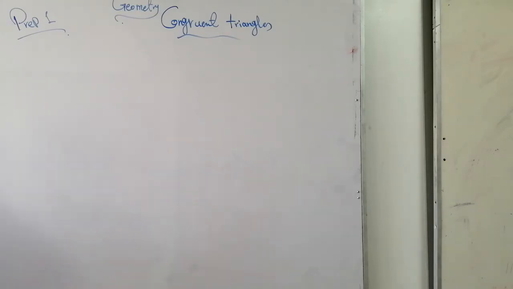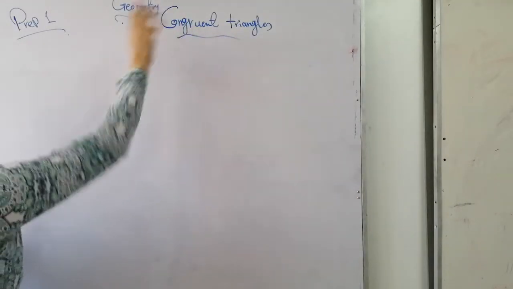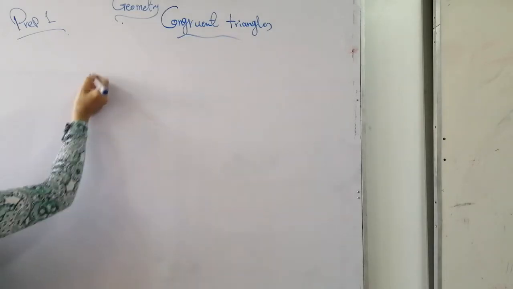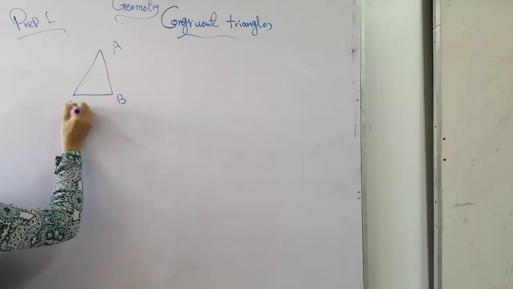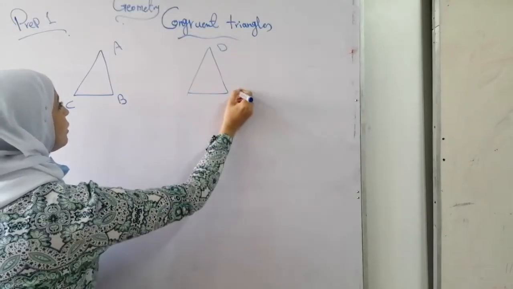Our lesson today is talking about triangles, specifically congruent triangles. We have taken before in class what the meaning of congruence is. Today we will take the cases of congruent triangles. We have 4 cases. Today we will take 2 cases, and in the second lesson we will take the third and the fourth case. We have 2 triangles here: ABC, and the second triangle DEF.